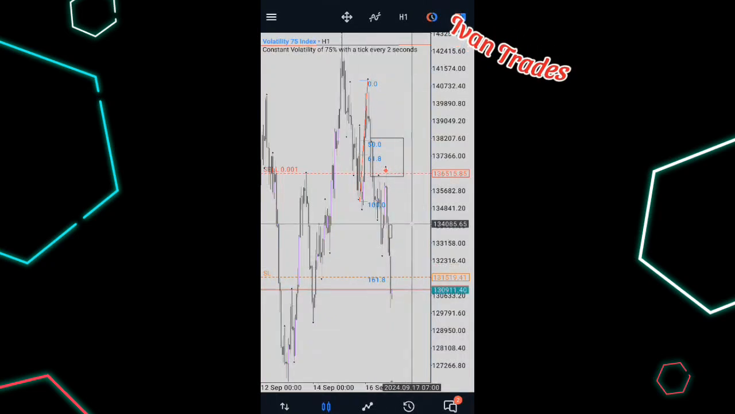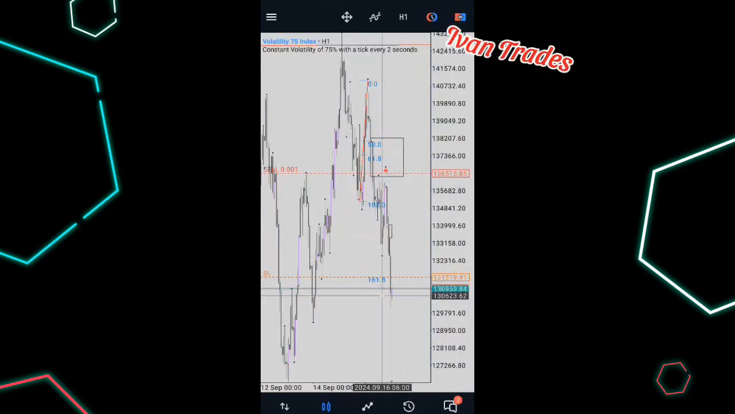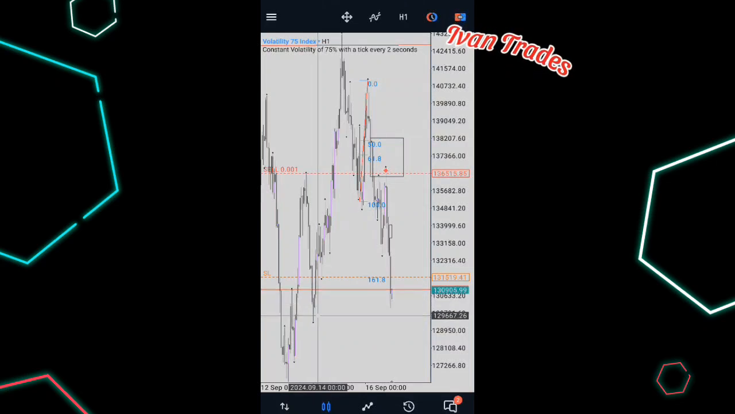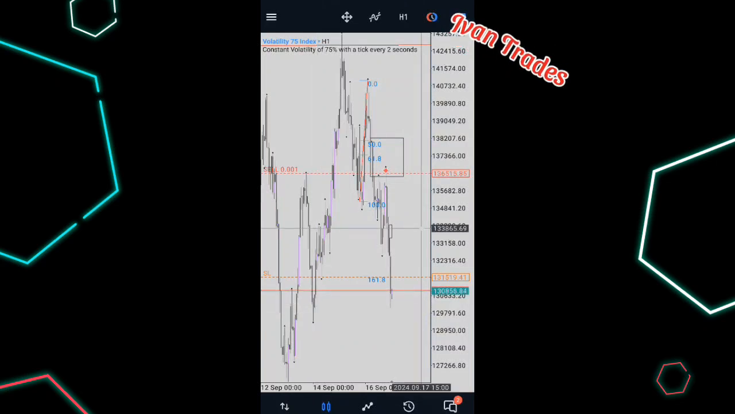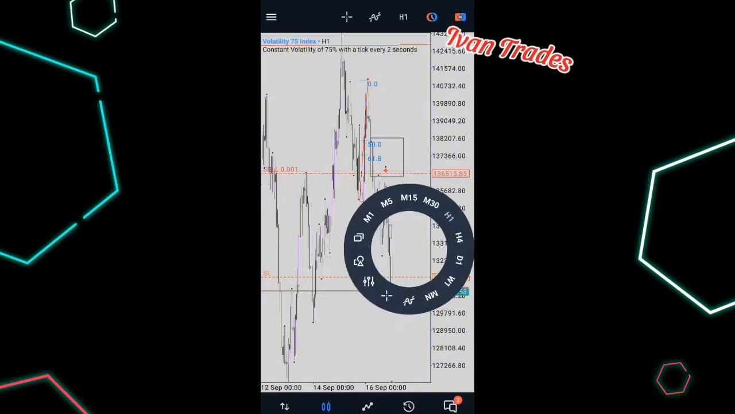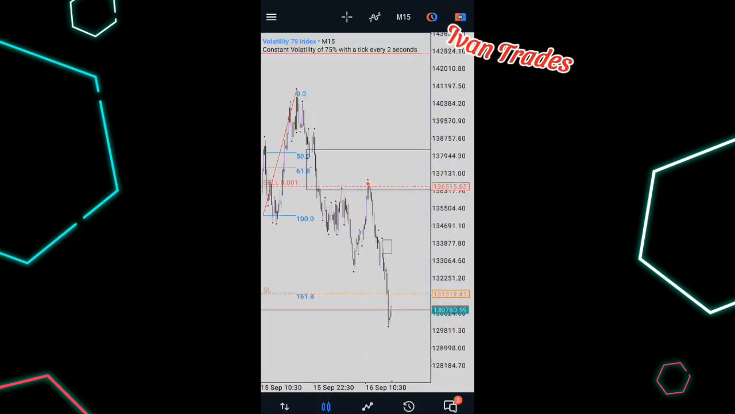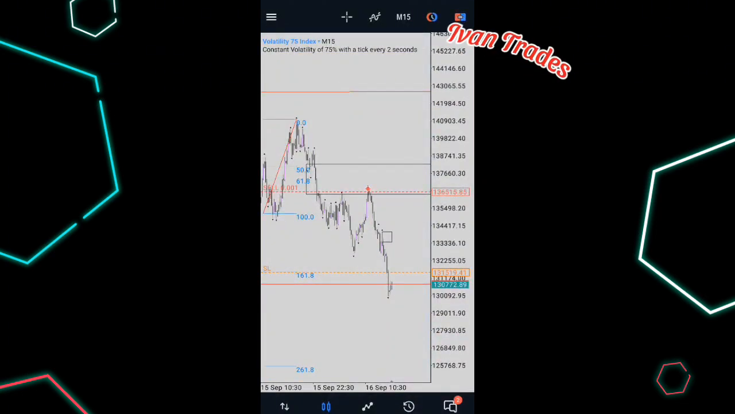I locked in my profits, and really it's amazing to see how these synthetic indices respect structures to the T. They are not highly manipulated as in the futures indices like Dow Jones or US 30, or even in the actual currency market. So let's just wait and see what the price does, and we will take on from there.